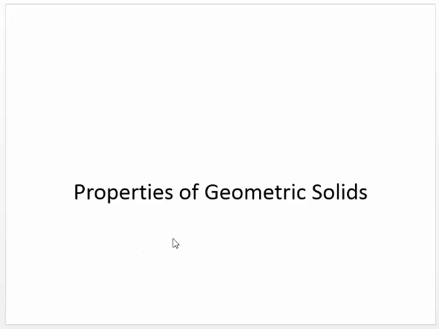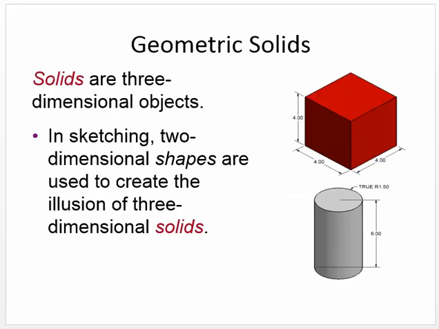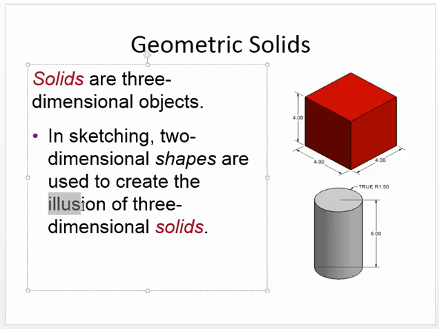Today we're talking about properties of geometric solids. Solids are three-dimensional objects. In sketching, two-dimensional shapes are used to create the illusion of the three-dimensional solids. All right, so it is an illusion when we're sketching. They're not really 3D. They're actually two dimensions. There's only actually a height and a width, but they appear to be three-dimensional when we're sketching them.